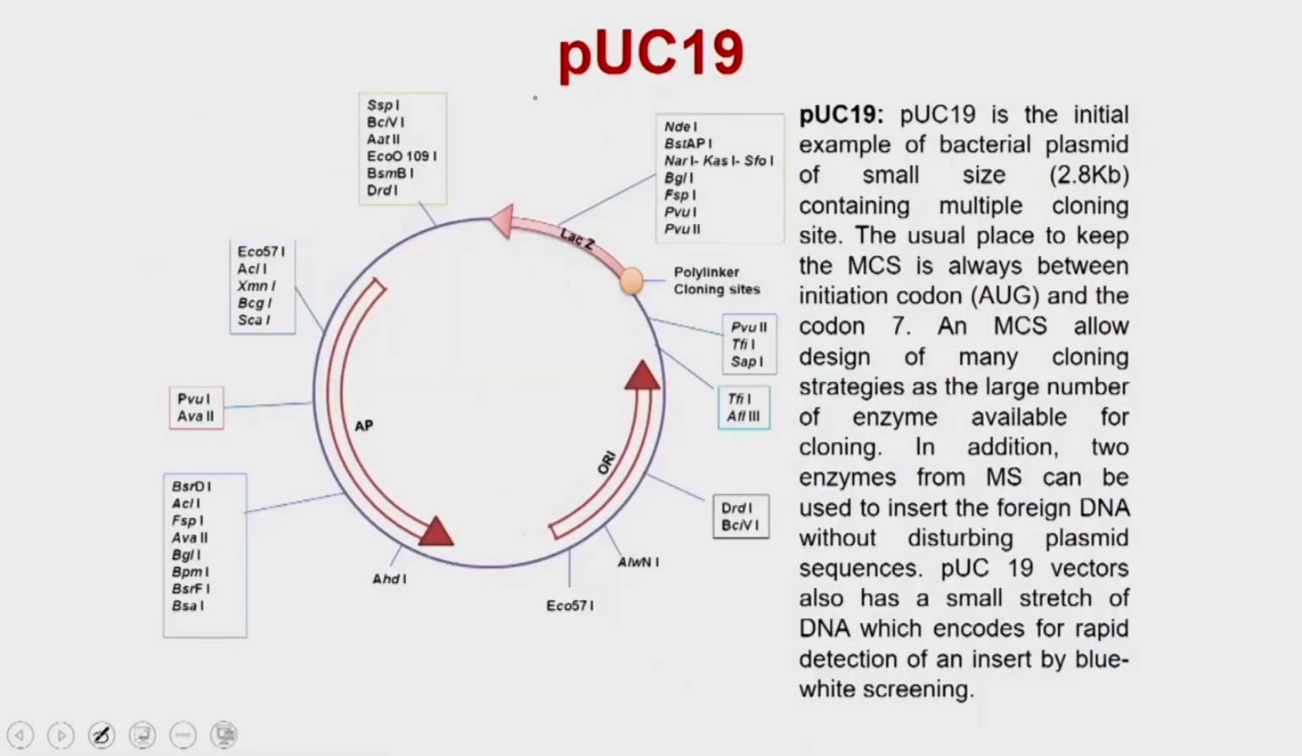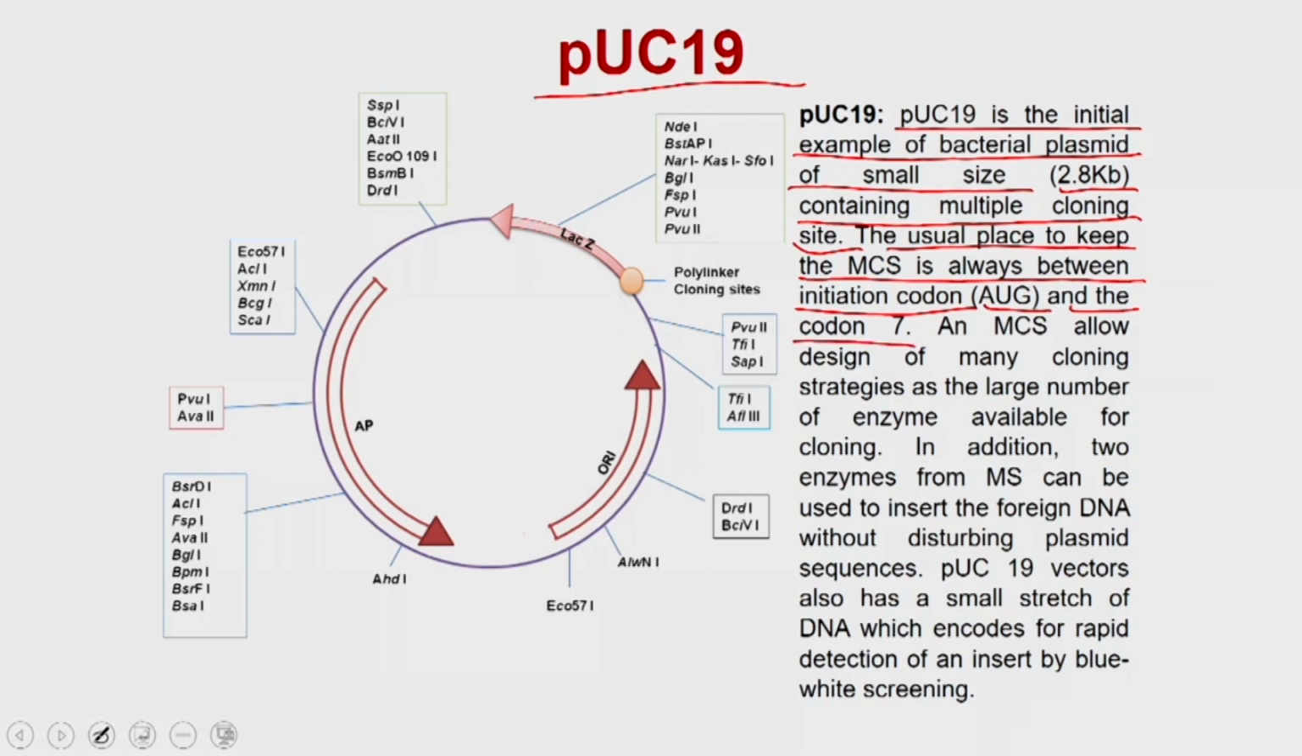The second plasmid derived from pBR322 is called pUC19. pUC19 is the initial example of bacterial plasmids of a small size. It is a 2.8 kb plasmid containing a multiple cloning site. The multiple cloning site is kept between the initiation codon, the ATG, and codon number 7 of the lacZ gene. In the MCS design, a large number of enzymes are available within the lacZ gene.